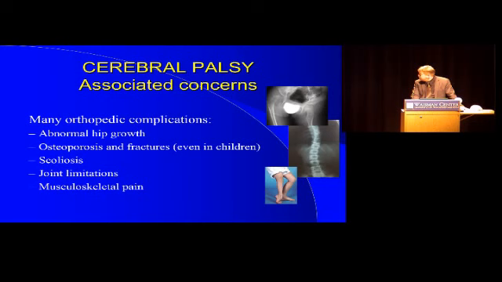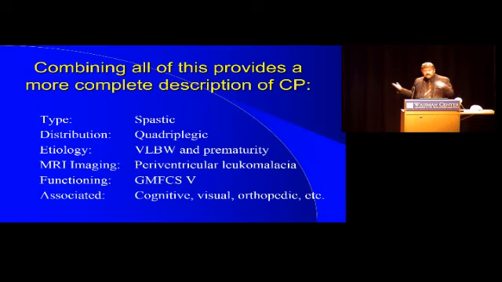So if we combine all of this information, and if you look at one of my clinic notes of somebody who came to the cerebral palsy clinic, it would include in a sentence really all of the elements that I just spoke about. An example would be a child with spastic quadriplegic cerebral palsy associated with low birth weight and prematurity who developed periventricular leukomalacia, functioning GMFCS level 5 with associated cortical visual impairment, scoliosis and hip dysplasia, etc.